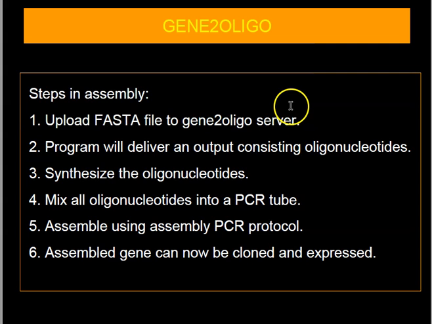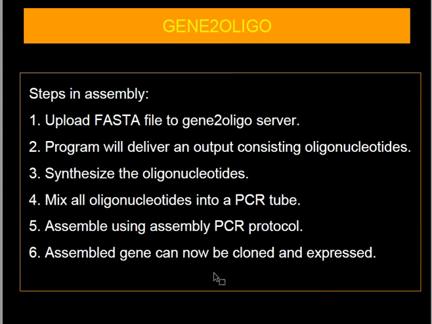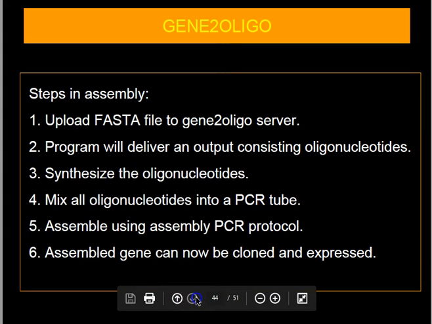Okay, so for the Gene2Oligo system, all you need to do is upload the FASTA sequence into the server, and you will have an output. You synthesize the oligonucleotides, you mix all of them together in a PCR tube, and you assemble using the assembly PCR protocol. Now, in the case of this approach, which is assembly PCR, you may have a lot of scarring or misrepresentation of genes, as the oligonucleotides can combine in more than one way.